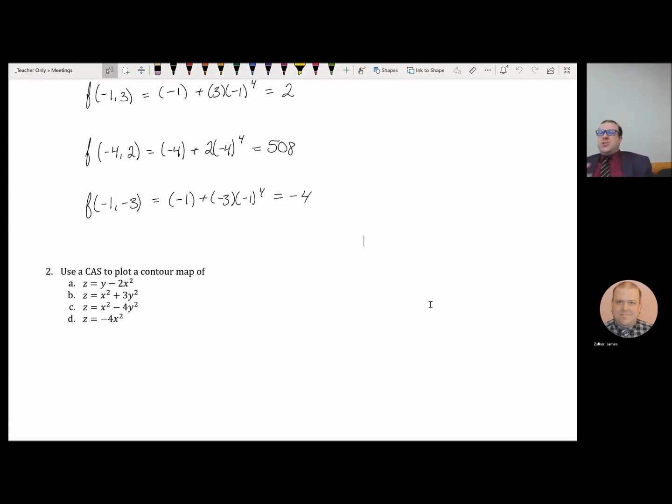contour maps. The collection of all the level curves is called a contour map. A topographical map that shows elevation with lines, that's a contour map. And if you look at weather maps, the isotherms, those are contours. Those are contour maps. So it is used a lot.